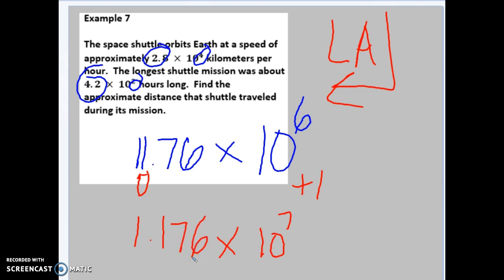And then we have 1.176. So now at this point, I'd like for you to check in with me, get your homework sheet for tonight, and then when you're finished with that sheet, again, have me check that before you move on.